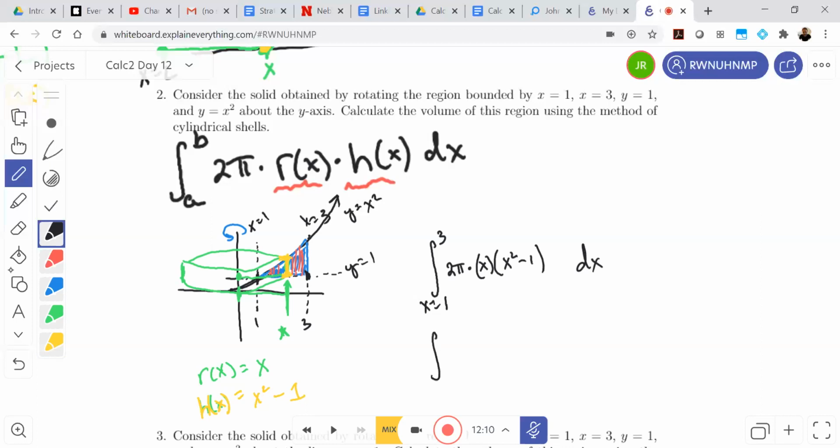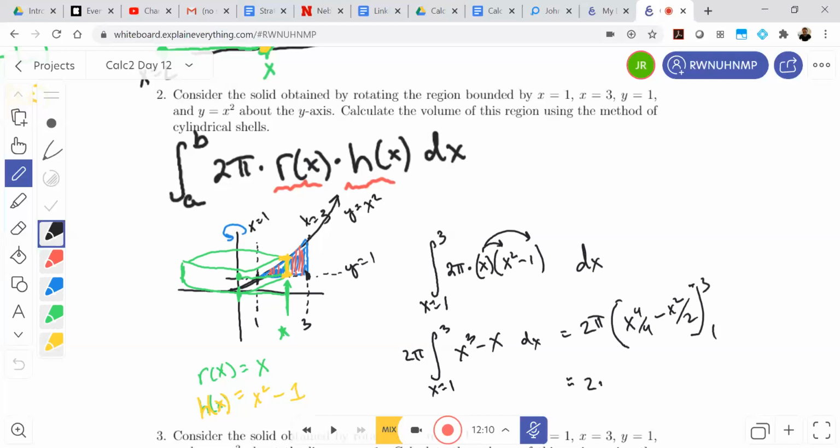In this case, we could factor out the 2 pi. We could distribute this x, right? We could distribute everything out. So this would become x cubed minus x, as x goes from 1 to 3. So that becomes 2 pi times, let's see, 2 pi times x to the 4th over 4 minus x squared over 2, evaluated at 3 and at 1. And so we end up with this answer, 2 pi times, what is that, 3 to the 4th over 4?